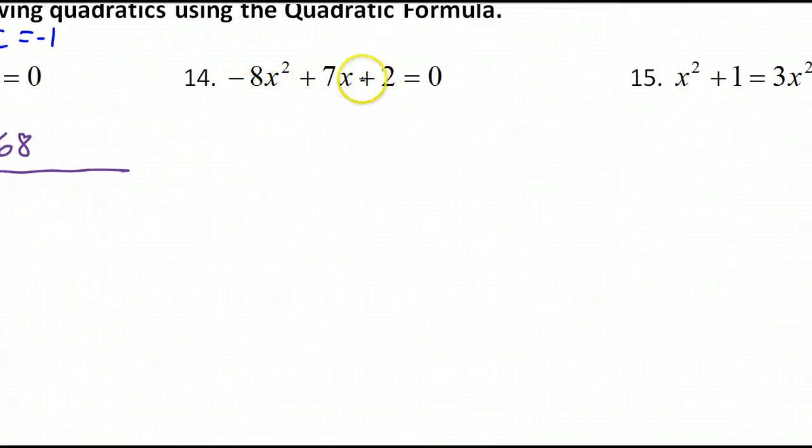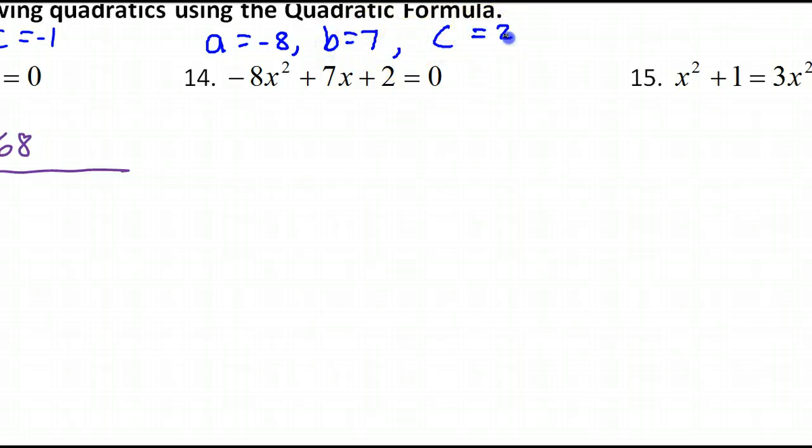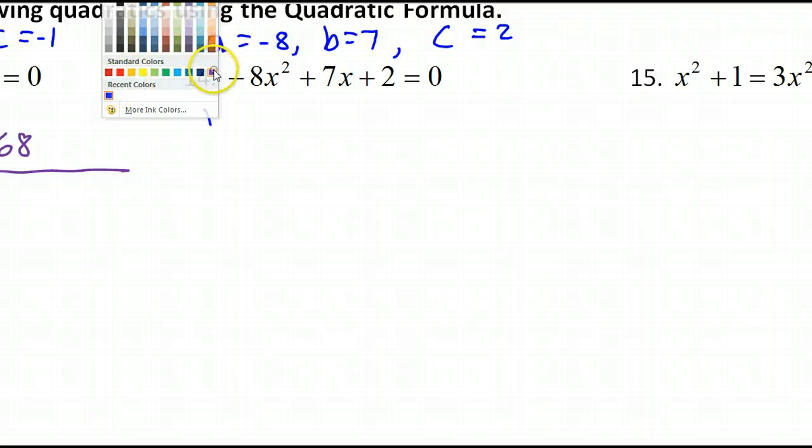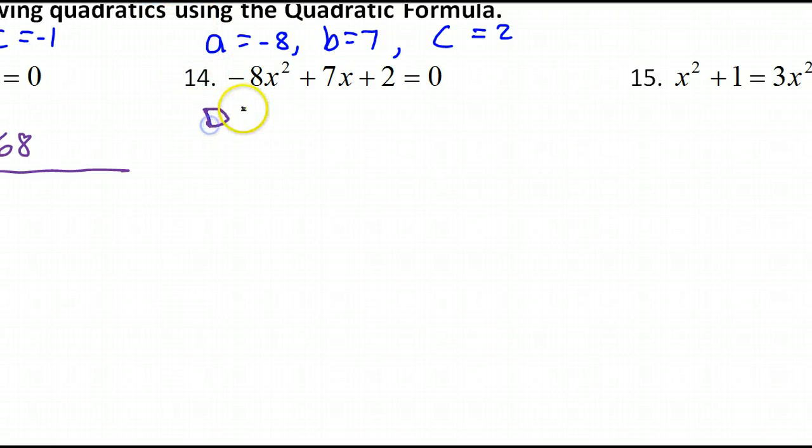Number 14. Again, this is already in standard form. So A is -8. B is 7. C is 2. So let's do the discriminant. Wait, I want to do that in purple. That's still not purple, man. Alright, the discriminant is b squared minus 4ac. Okay, so that's going to be b squared minus 4ac.